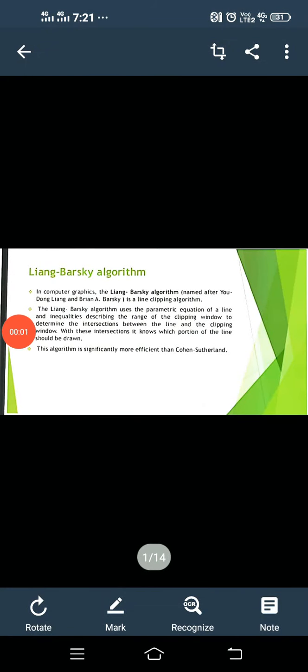Good morning, students. As we have already discussed what line clipping is, the next algorithm used in line clipping is the Liang-Barsky algorithm. It is the second most important algorithm after Cohen-Sutherland. It focuses on the parametric equation of a line which describes a particular range of the clipping window, and after that it calculates the intersection between the line and the clipping window.